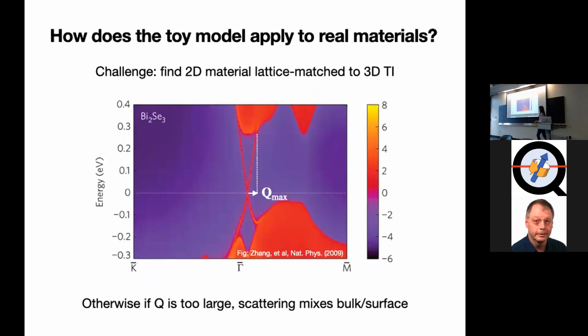But it turns out that they're not lattice matched enough, and these wave vectors that come out are too big. So basically you want a wave vector that only couples surface states to surface states, but the wave vector is big enough that it's going to couple to the bulk states. This is what I've drawn as Q maximum. It's a really narrow window, and so we didn't really find any materials that would give us the right conditions.